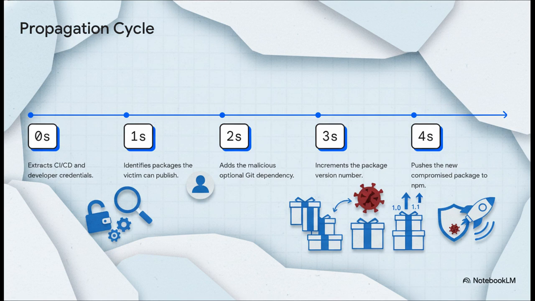Step 1. The payload executes and extracts your CI/CD and developer credentials. Step 2. It doesn't just send them to a server. It uses those local tokens to actively query what other packages the victim has publish access to. Step 3. It actively modifies those package archives to inject that malicious optional Git dependency. Step 4. It silently bumps the package version number. And Step 5. It uses your access to push this new compromised package back to NPM, turning the victim into the very next vector of infection.